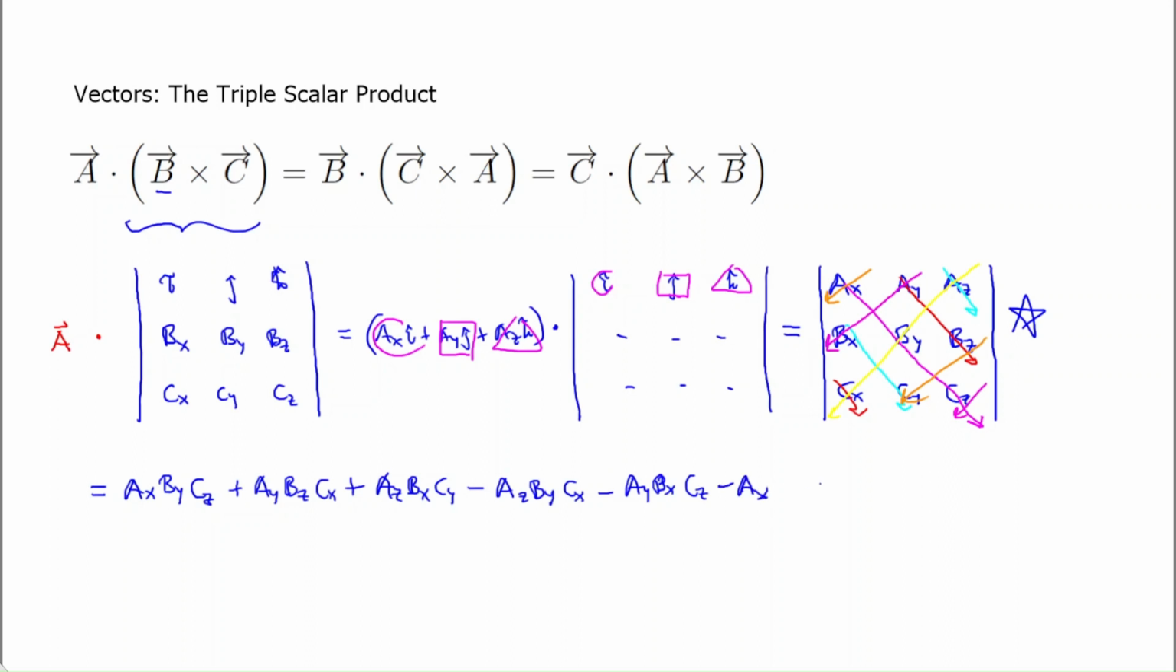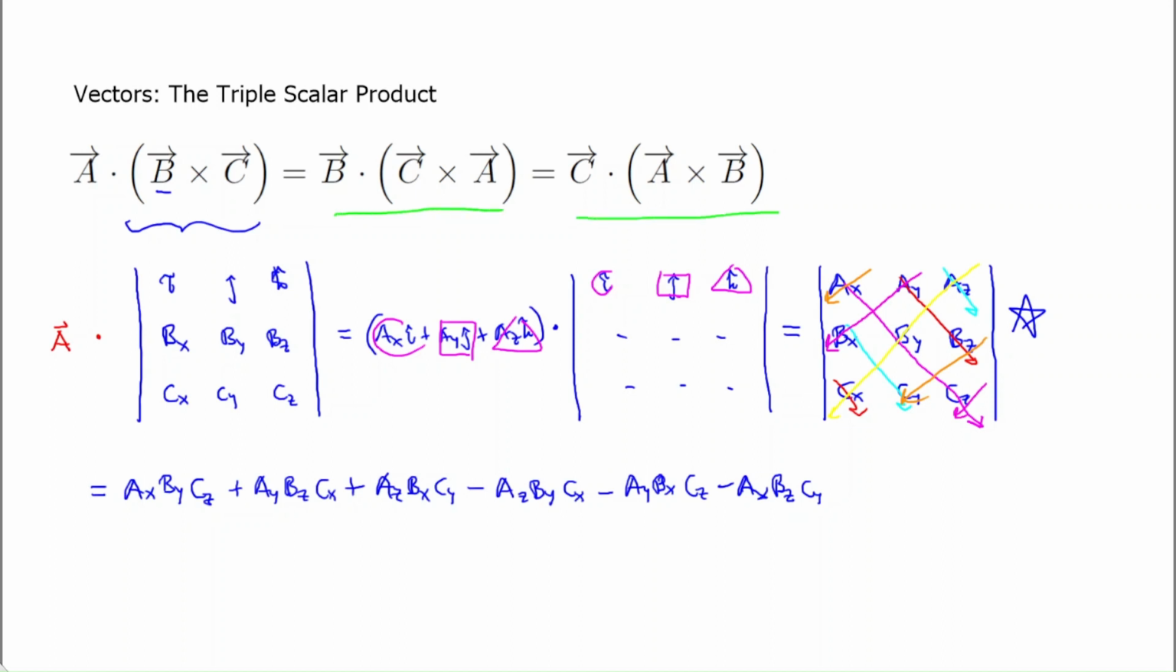Minus a sub x, b sub z, c sub y. Okay. All right. Now, yeah, a little bit of writing, but that's how we do determinants. So what we want to prove here is that the determinant that we just got by doing A dot the grouping B cross C is equal to one of these others.